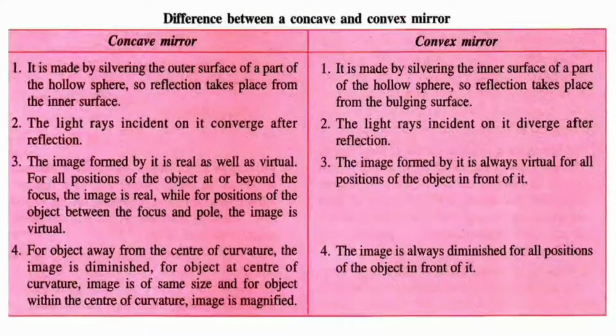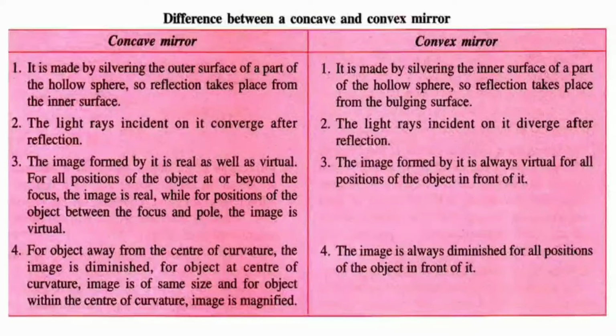In a concave mirror, the light rays incident on it converge after reflection, whereas in a convex mirror, they diverge. In a concave mirror, the images that are formed are real and virtual. In a convex mirror, the image formed by it is always virtual for all positions of the object in front of it.